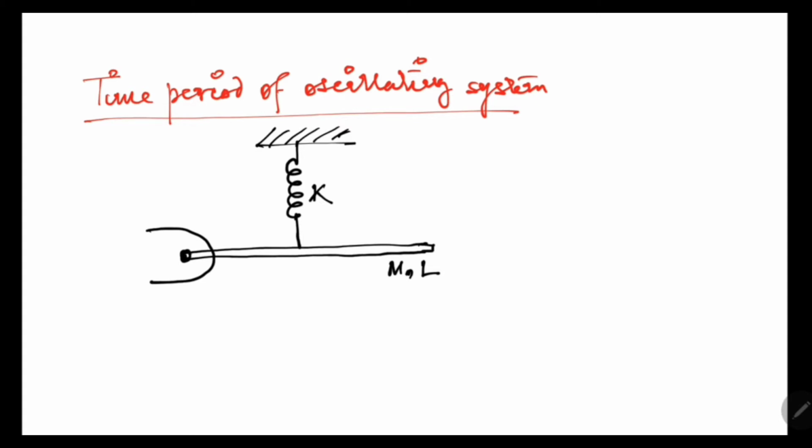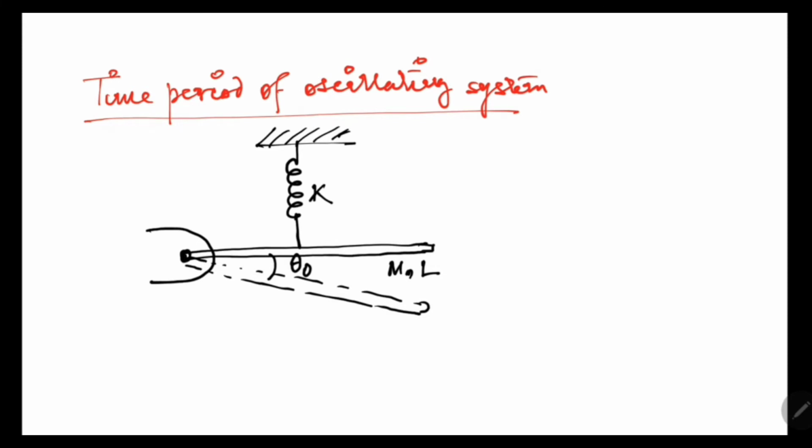Now for the calculation of time period, we can follow a few methods. First we come to method number 1. In method number 1, suppose here the rod is displaced. Let this angle be theta 0.